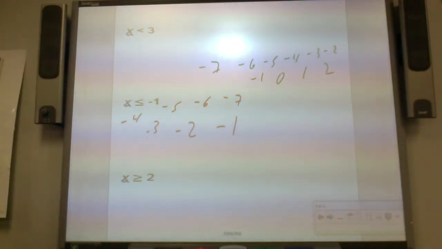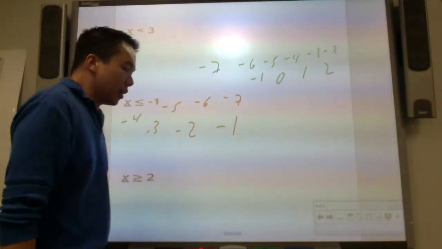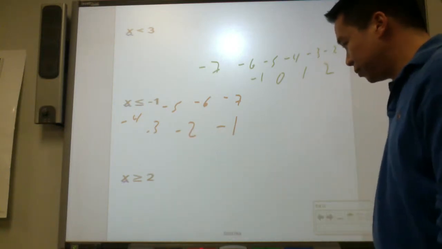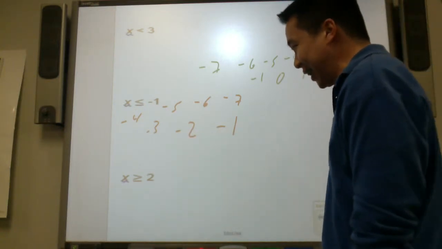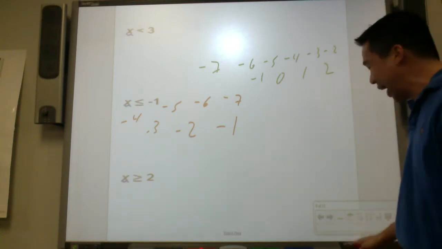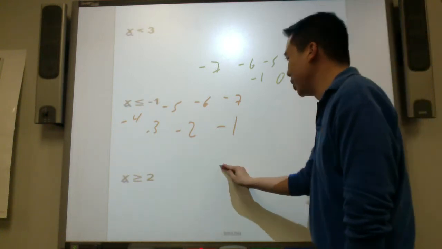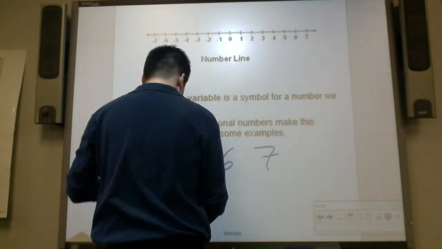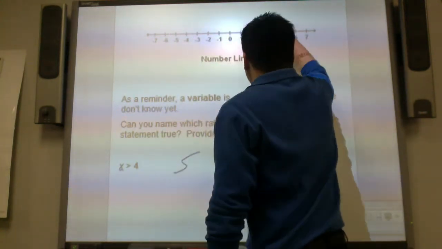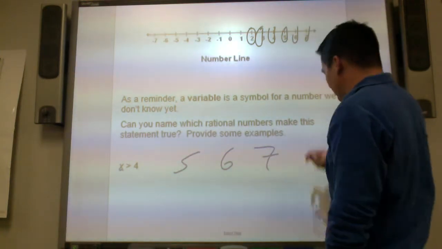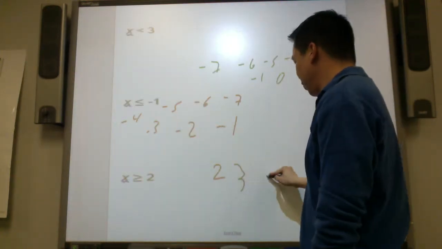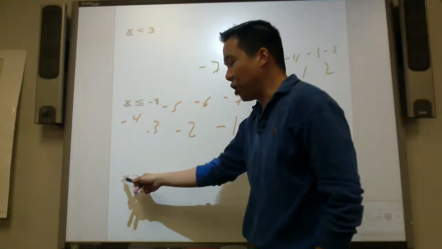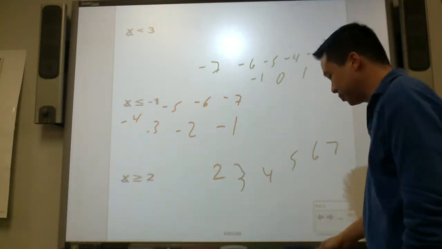And last but not least, can you name some numbers from your number line that are greater than or equal to 2? Or another way to say it is at least 2. Which numbers are at least 2? Well, 2 is at least 2. Let's erase this. 2 is at least 2. All these numbers, so it's 3, 4, 5, 6, 7. All these numbers are at least 2.